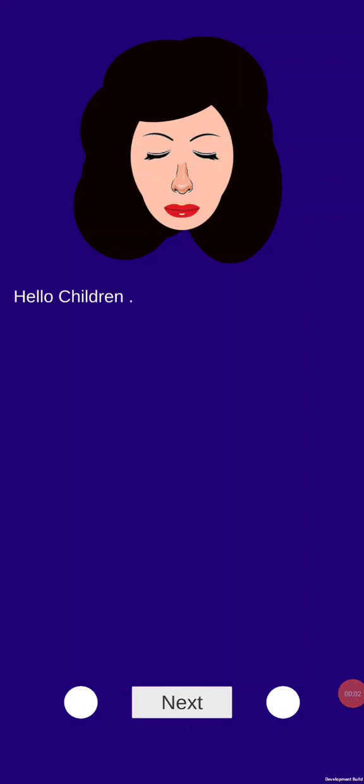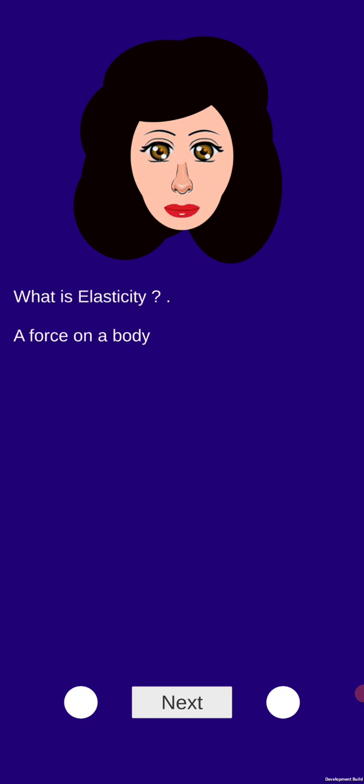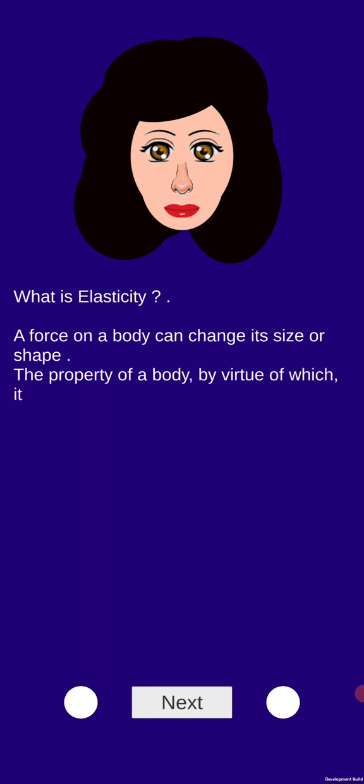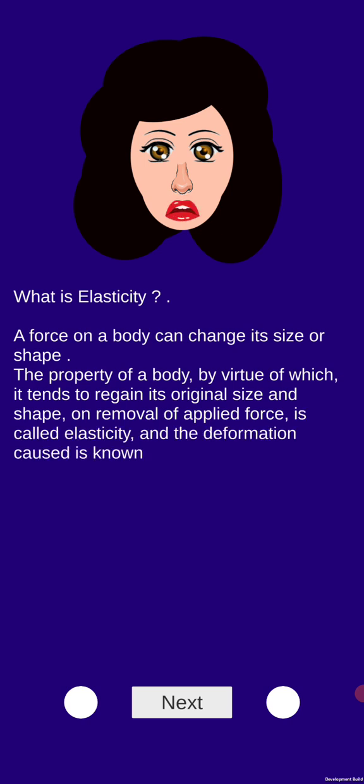Hello children. Let's revise definitions of elastic properties of matter. What is elasticity? A force on a body can change its size or shape. The property of a body, by virtue of which it tends to regain its original size and shape on removal of applied force, is called elasticity, and the deformation caused is known as elastic deformation.